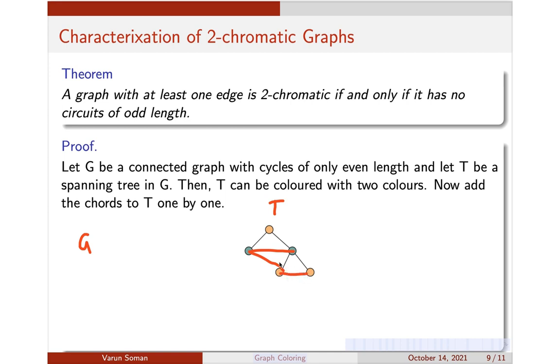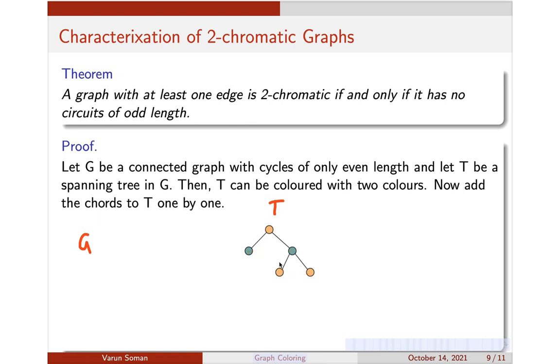Okay, so what I will do: first I took a graph G, I took its spanning tree. I colored the spanning tree. Now I am giving back the chords to the spanning tree to obtain the original graph. Okay, so this is the idea here. The chords, when I draw, will be coming like this.